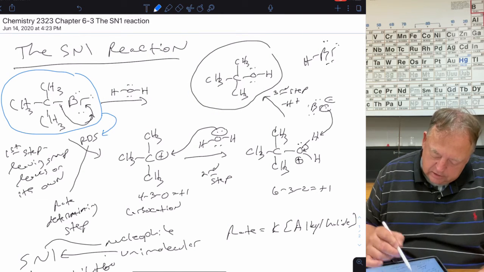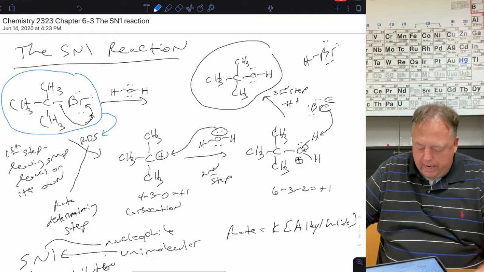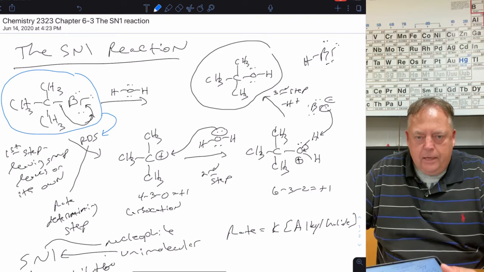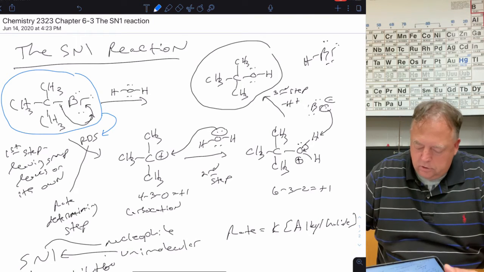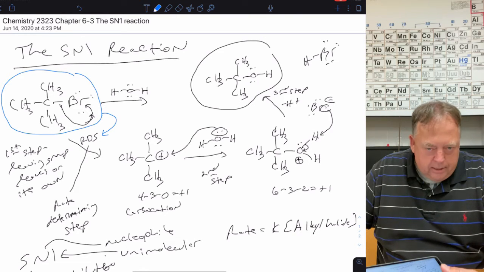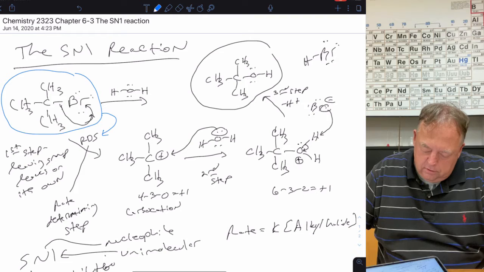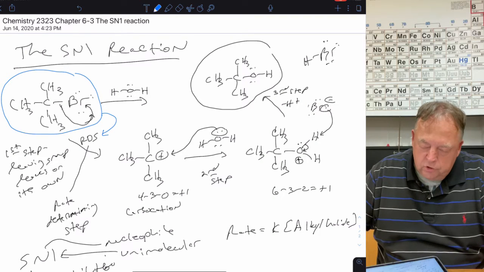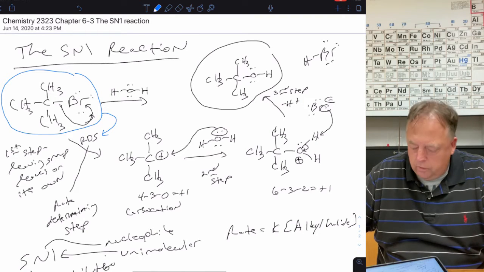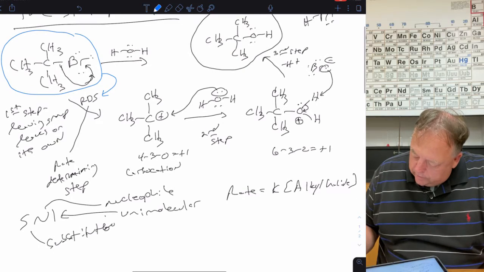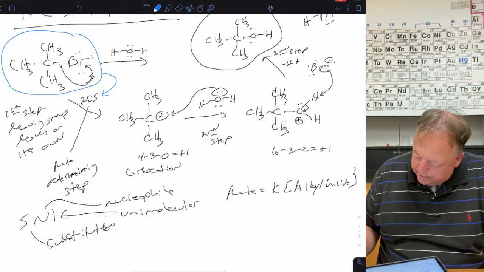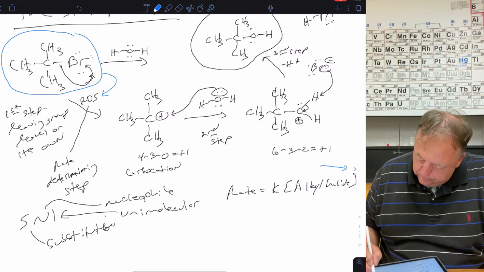It's because that's the rate determining step, the first step in the reaction, and the only thing participating in that step is the alkyl halide. So the nucleophile is not participating yet, so it's not part of the kinetic equation. If you double the concentration of water in this reaction, it does nothing to the rate. So it's a unimolecular reaction. It's a first order reaction. The exponent there is 1.